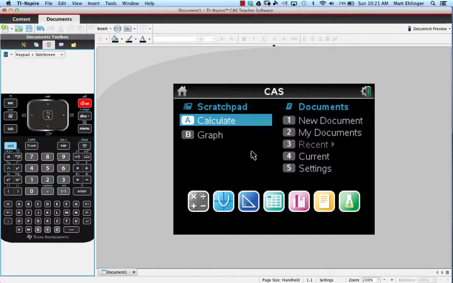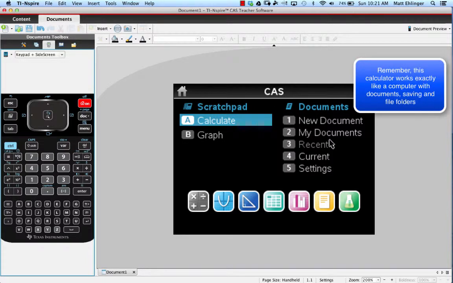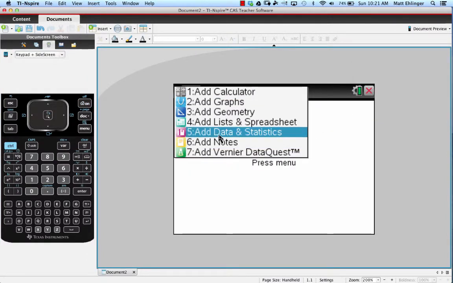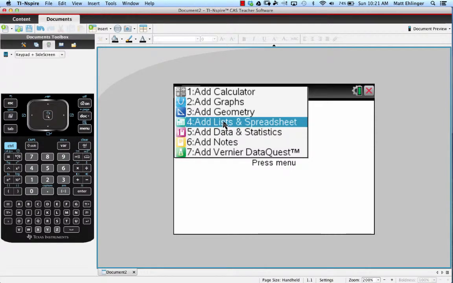Anytime that I'm ready to do anything beyond a basic calculation or a graph where I'm just doing scratch work, I need to come over here and make a new document. Okay, so let's make a new document. Now it's going to ask us, well, what type of document do you want? What are you going to be doing? Here we're going to be doing lists and spreadsheets.